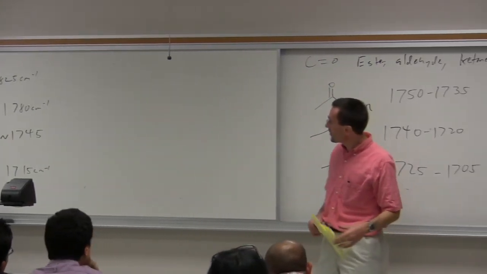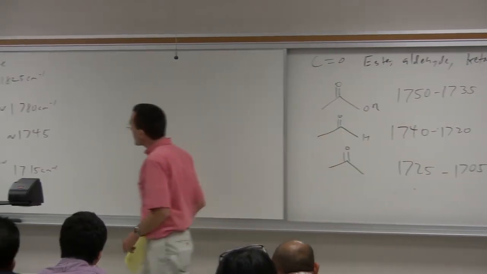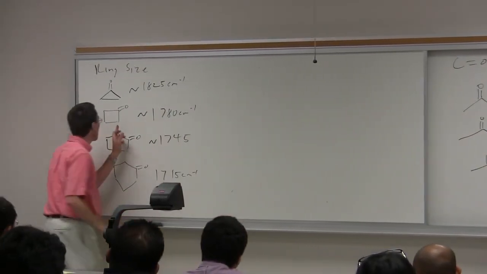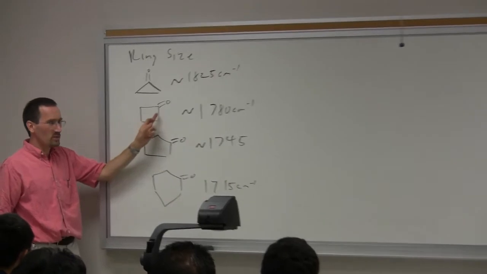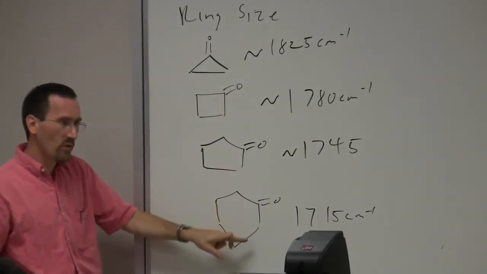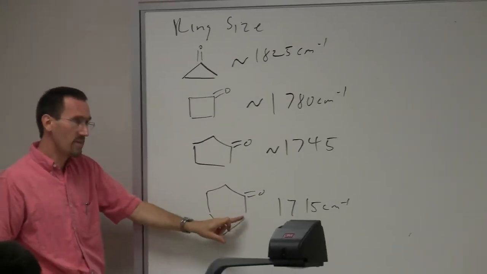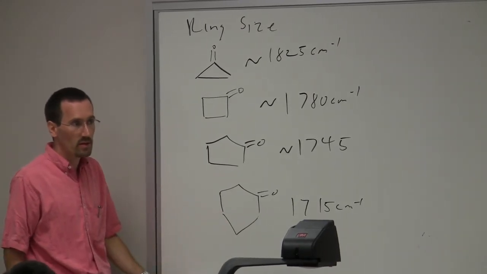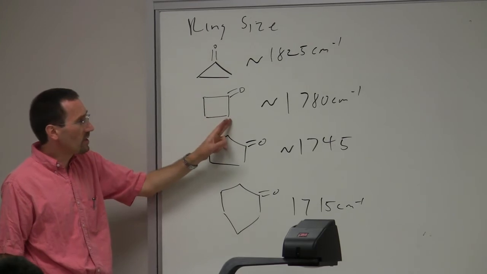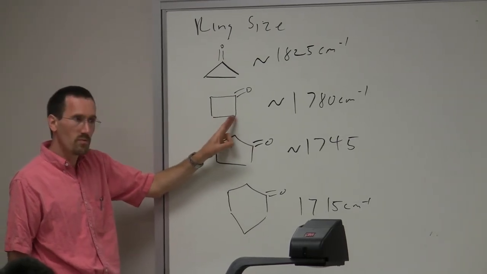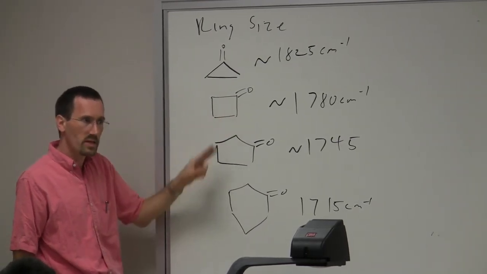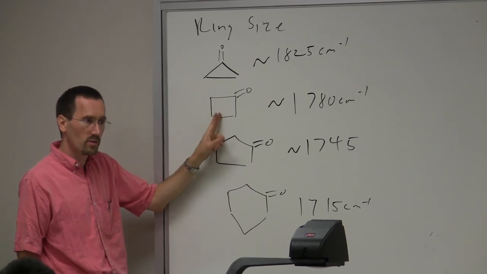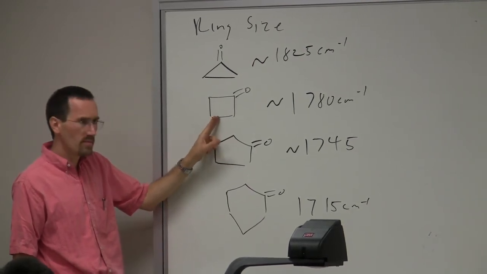So let's think about P character. If it were a perfect world, what sort of orbitals would you first use to make up a regular, normal 109.5 degree carbon? SP3. If you're going to go to a strained ring, do you need more S character or more P character in the carbon-carbon bonds?